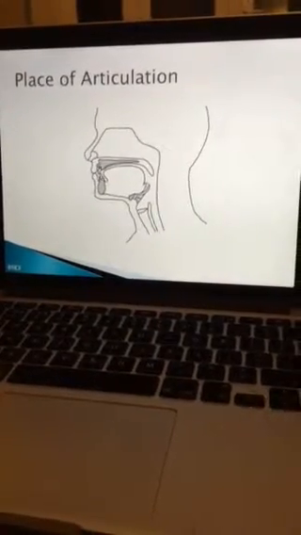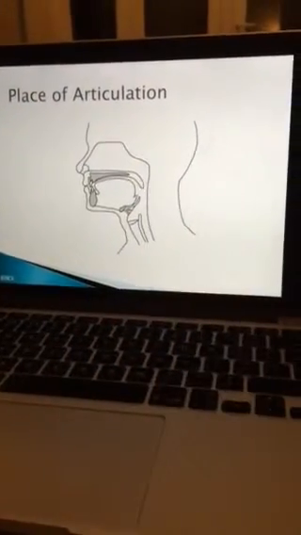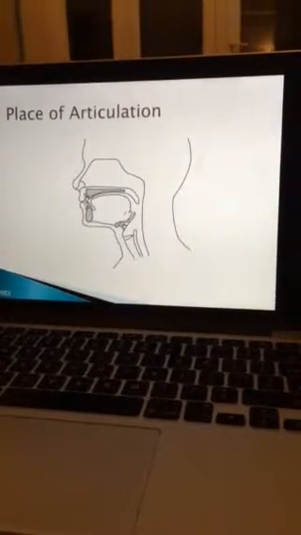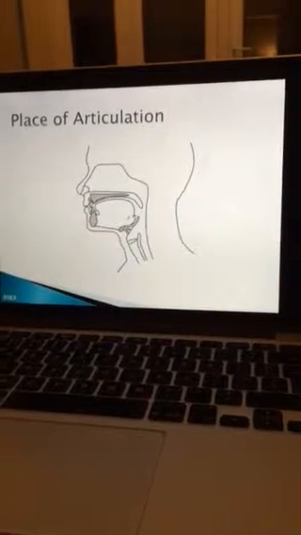First, I will talk about place of articulation. This diagram gives a profile view of the main speech organs. These are the places where the constrictions and obstructions of air occur. They all have separate names which consist with the areas of the mouth.